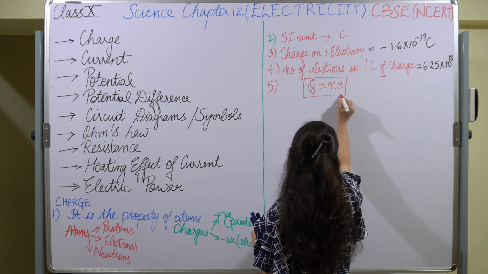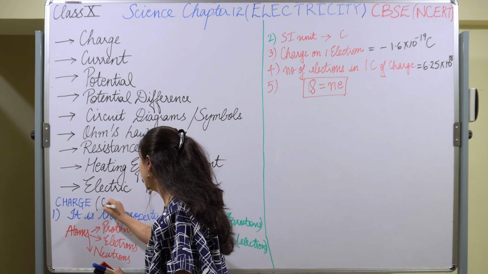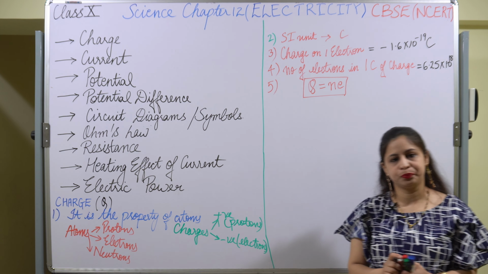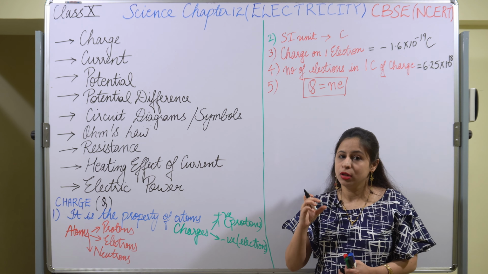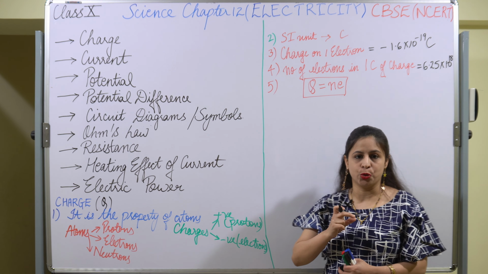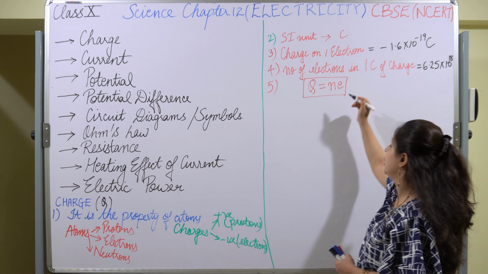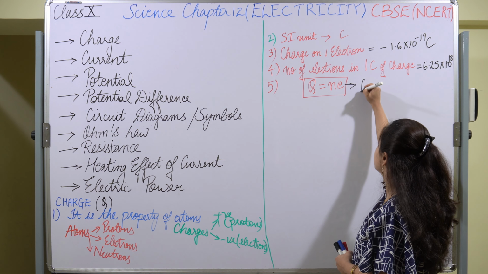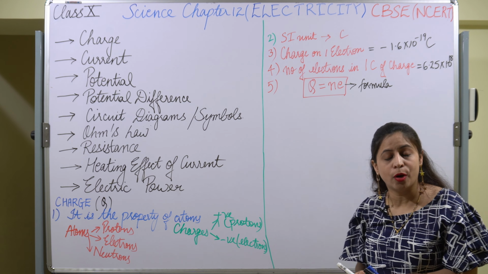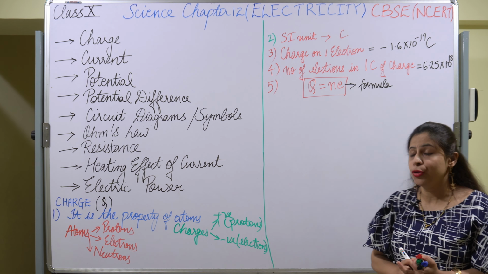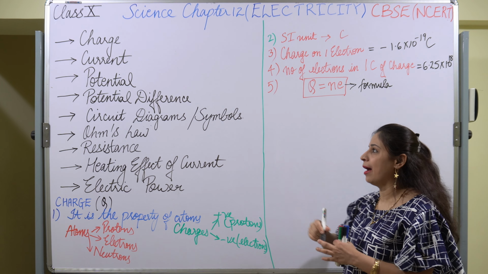Now what is Q? Q is the denotation for charge. In some books it is also denoted with a small q, but Q is the denotation for the charge. So Q equals N e. This formula is important from the numericals point of view. Now let us move ahead to the current.